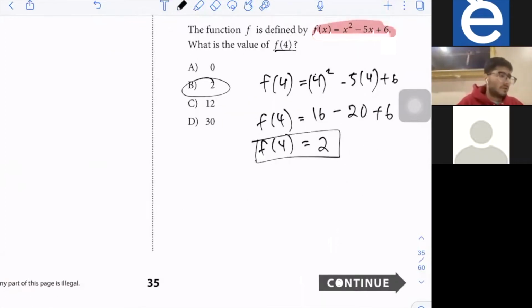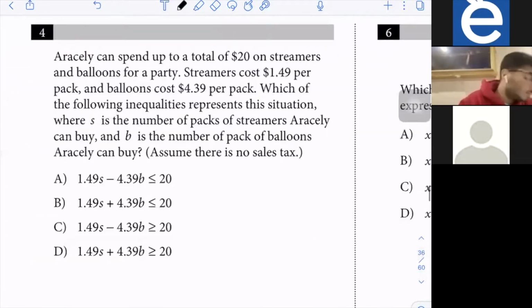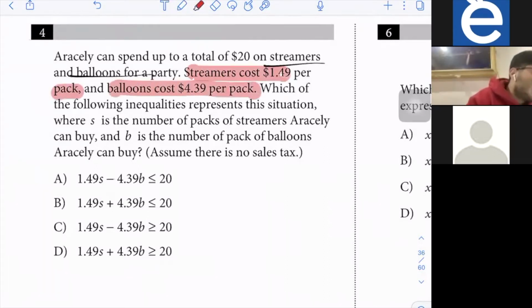So next question. Question 4. Arsley can spend up to a total of $20 on streamers and balloons for a party. So it's streamers and balloons for a party. Streamers can cost $1.49 per pack, and balloons cost $4.39 per pack.